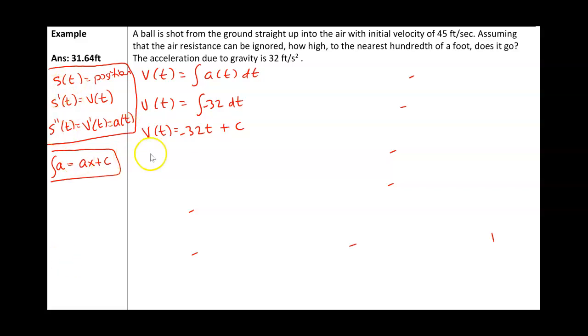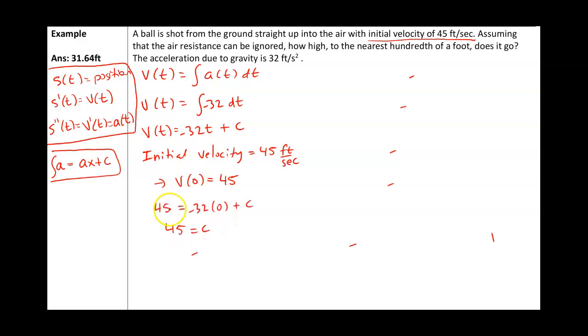Well, we know that the initial velocity is 45 feet per second because it says right here, the initial velocity is 45 feet per second. So v of 0 is equal to 45. V of 0 just means the initial velocity when time is equal to 0. So we're going to use that in order to find what c is. So we have 45, which is the y value, equal to negative 32 times t, which is 0, plus c, and c is equal to 45. So v of t is equal to negative 32t plus 45. That's your velocity function.